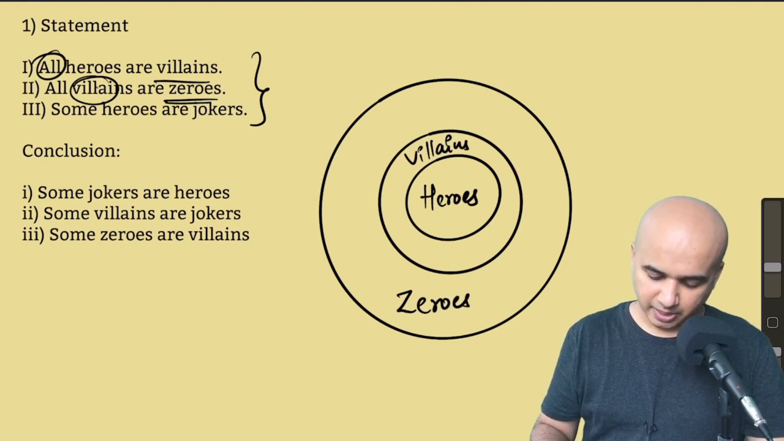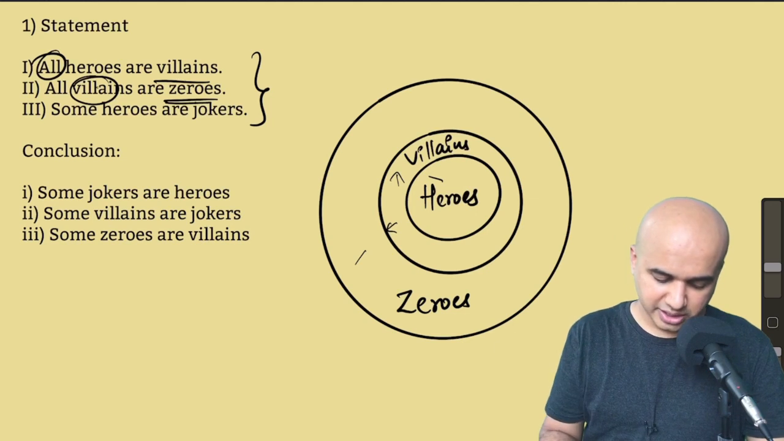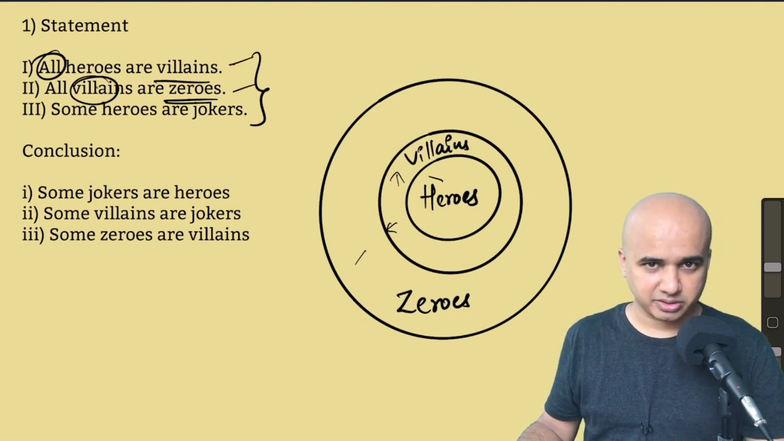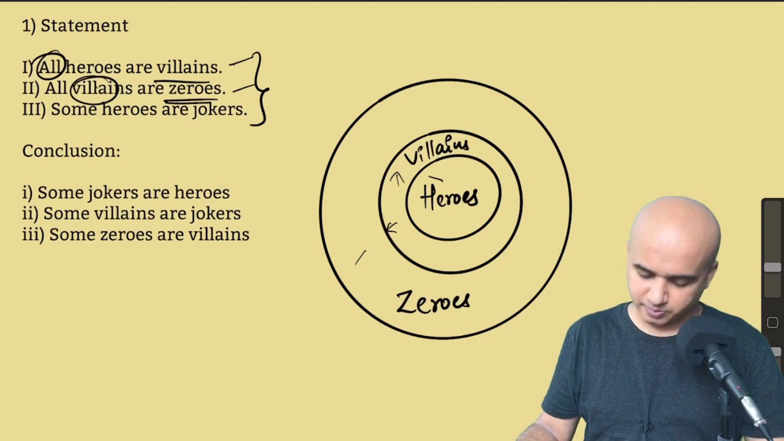Once again, all the heroes are villains. All the villains are zeros. So we have fulfilled the first and second statement. We have pictorially represented those two. Now when it comes to the third statement, they say some heroes are jokers.